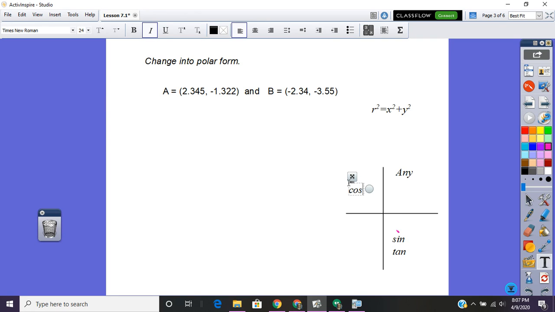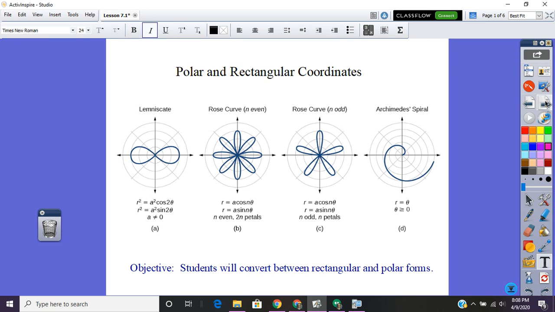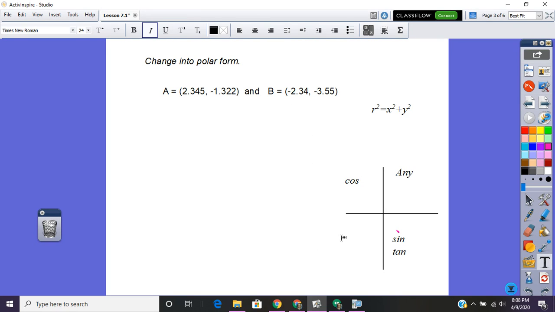Here, over here, use cosine. And what I mean by these are these right here. So we're needing to find theta, so you'd have to set up a trig ratio and then solve for theta. What I'm talking about is these right here. All right. If you're in this quadrant, I would use cosine again, but then you're going to make theta negative when you're done.